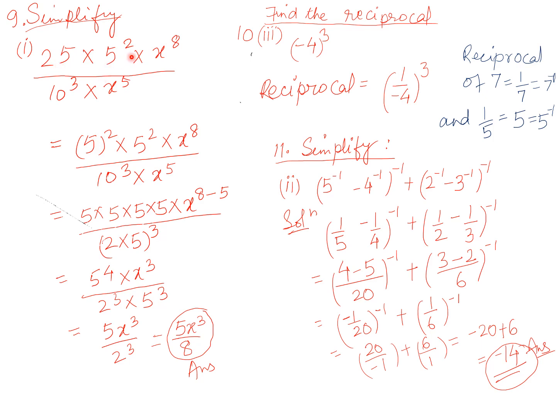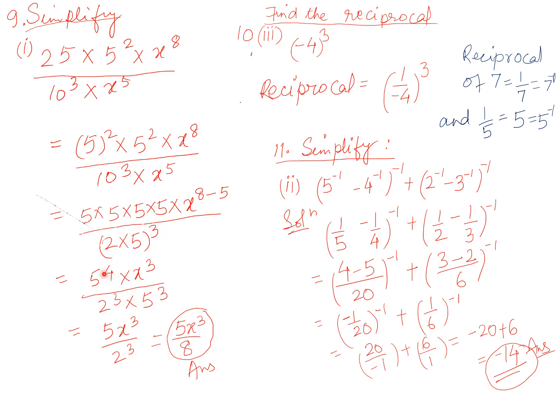Again a 5 to the power 2 is given and x to the power 8 is given. Now 10 to the power 3. 10 can be written as 2 into 5 and to the power 3 means this 2 to the power 3 into 5 to the power 3, inside the bracket to the power 3. So what is happening? 5 to the power 2 times 5 to the power 2 will be 5 to the power 4 and x to the power 8 divided by x to the power 5 will be 8 minus 5. So 5 to the power 4 into x to the power 3 divided by 2 into 5 in the bracket to the power 3. So it means 2 to the power 3 into 5 to the power 3.